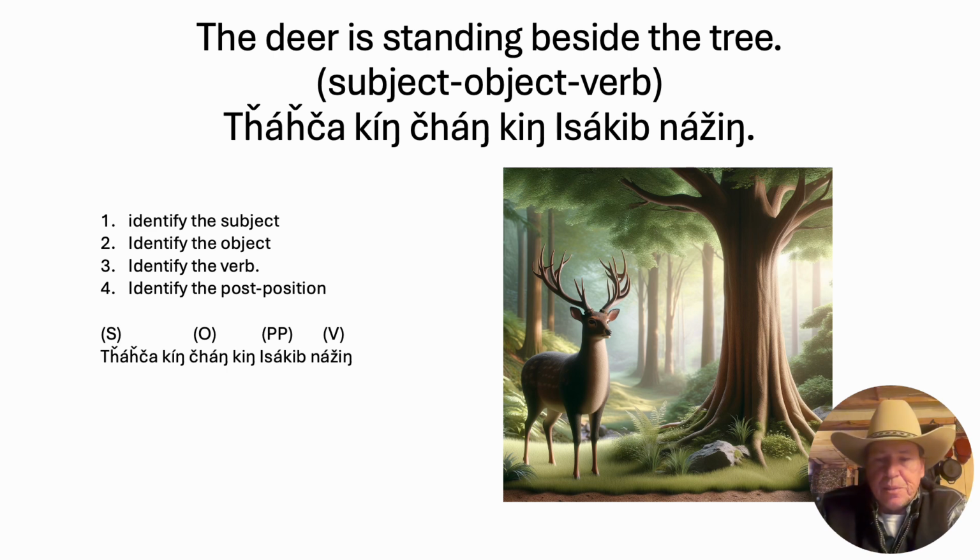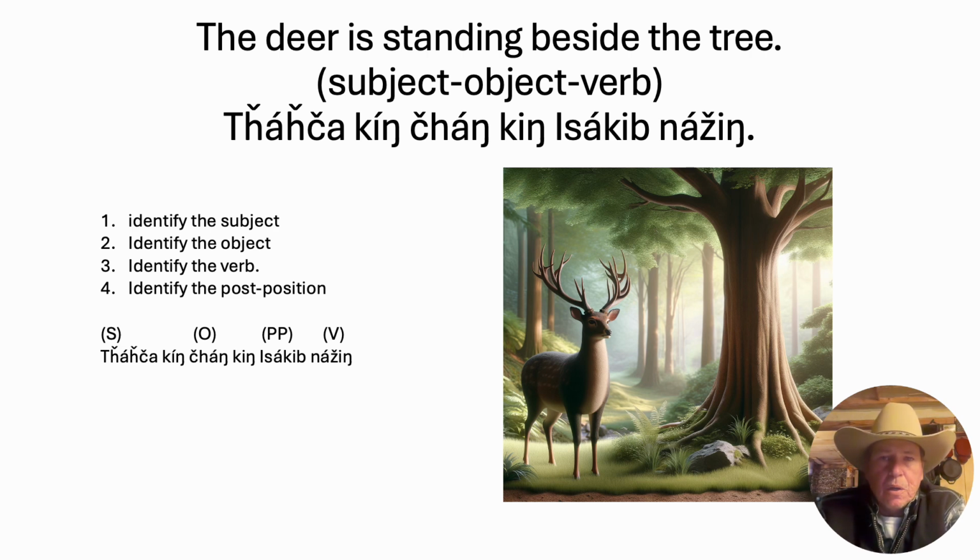So the sentence becomes, in Lakota, Tachuka ki, the deer, chan ki, the tree, isakib, beside, naji, it is standing. So Tachuka ki, chan ki, isakib naji. Deer, the, tree, the, beside, it is standing.